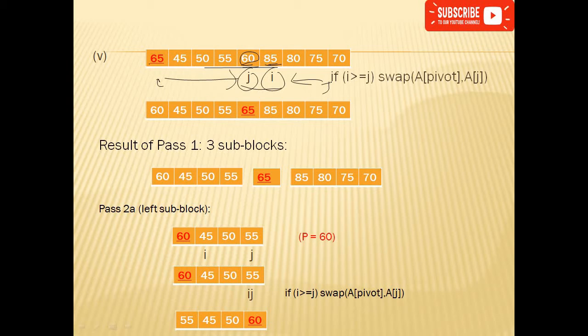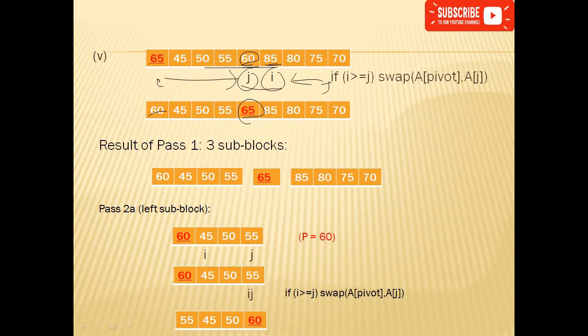So I crossed the jth element. In that situation, we are going to swap the pivot element with p of j. So it's happened. 60 came here, 65 here.